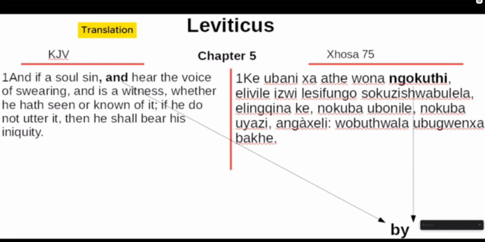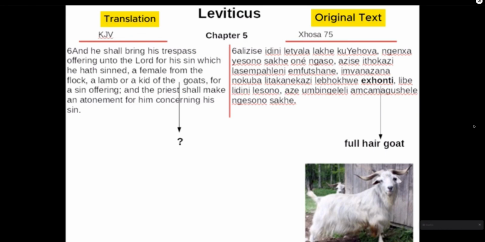No. This is a mistranslation. Now here they completely took out the whole part about the full hairy goat. Why are they taking out that full hairy goat? Because that's what the Heavenly Father wants. It must be a full hairy goat, but now these people worship these goats, so they don't want to imply that this hairy thing is part of the sacrifice. No, they take it out. Full hair goat. That's what that Bantu word is saying over there.